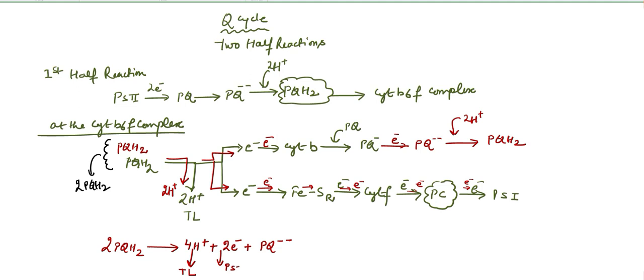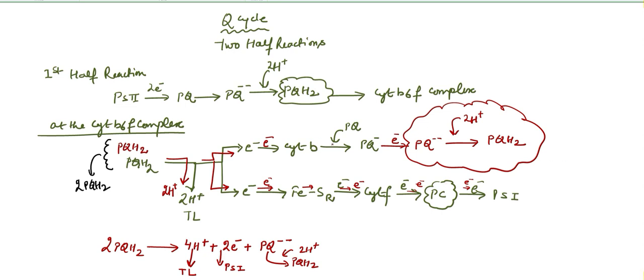Now this via photosystem 1 travels. Now this receives 2 protons, as we see here, and it becomes PQH2. And as we discussed earlier, there are two important roles of Q cycle. One is to maintain the PQH2 pool and to accumulate protons in the thylakoid lumen.